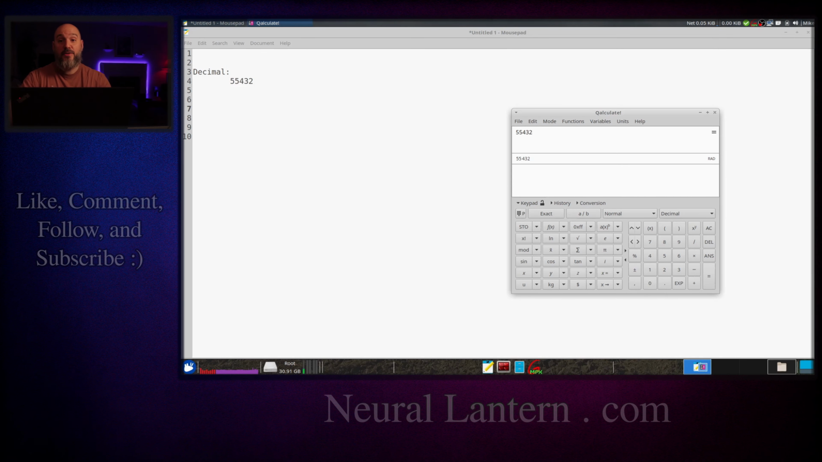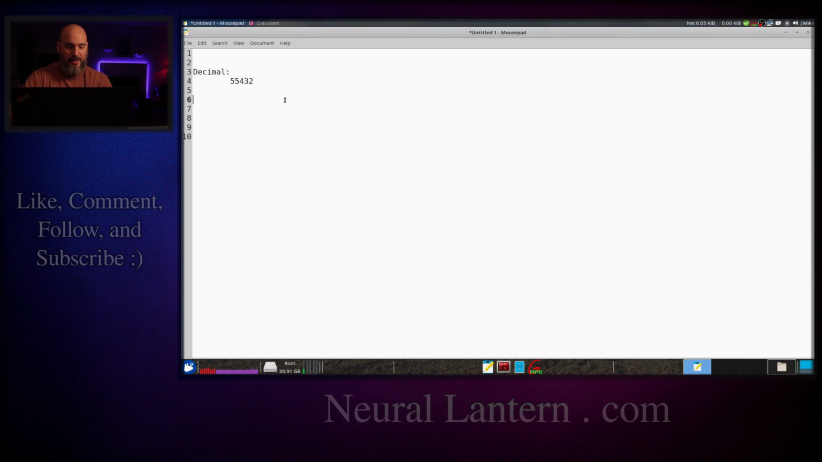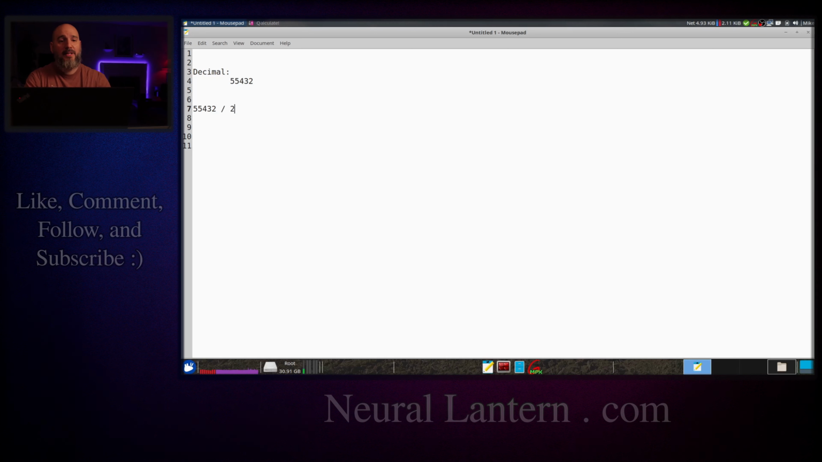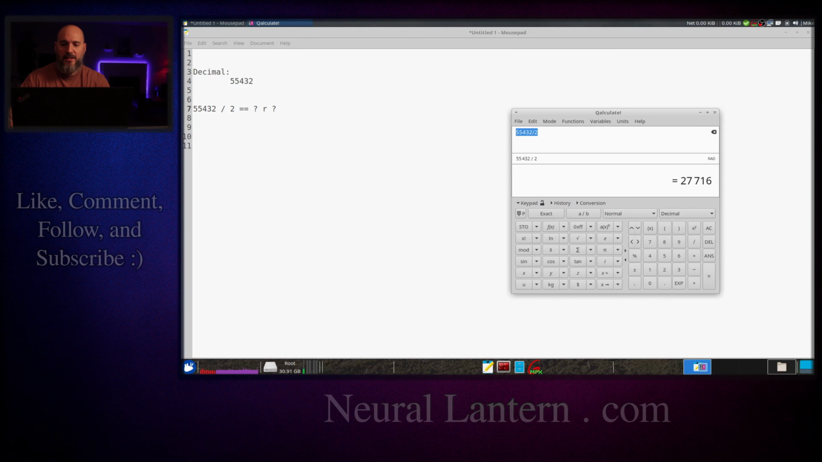Okay, 55432. The first thing we do is divide it by 2. Just write down all the steps, it's a really good idea. 55432 divided by 2 is something remainder something, and the remainder is either going to be 0 or 1. I'll punch that into the calculator. Divided by 2, that's going to be 27716.